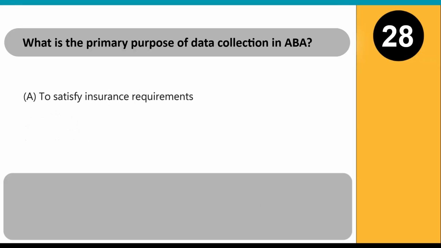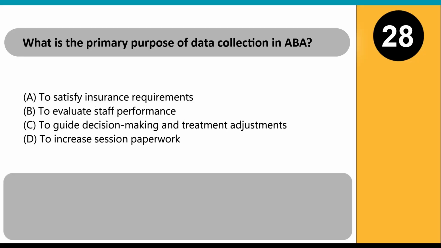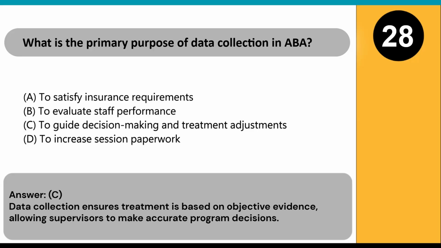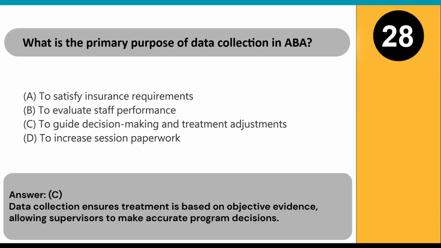What is the primary purpose of data collection in ABA? A. To satisfy insurance requirements. B. To evaluate staff performance. C. To guide decision-making and treatment adjustments. D. To increase session paperwork. Answer: C. Data collection ensures treatment is based on objective evidence, allowing supervisors to make accurate program decisions.